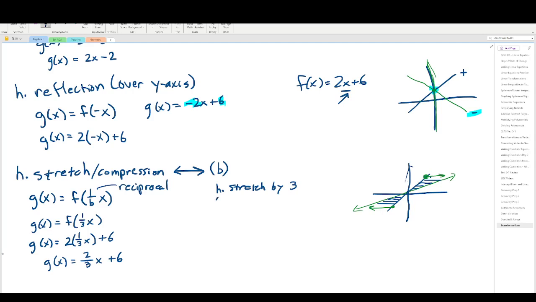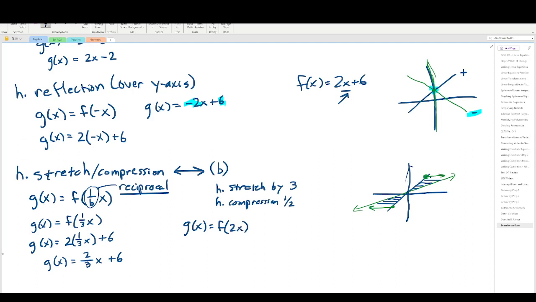Just as one more example, since we haven't looked at a compression, let's do horizontal compression. So compressions are values between 0 and 1. A stretch is when a number is bigger than 1, and a compression is where it's a fraction. So if I had a horizontal compression by 1/2, then we want to think of this 1 over b not as 1 over b, but as the reciprocal. So g of x for our last example is going to be equal to f of the reciprocal of my compression, so 2 times x.